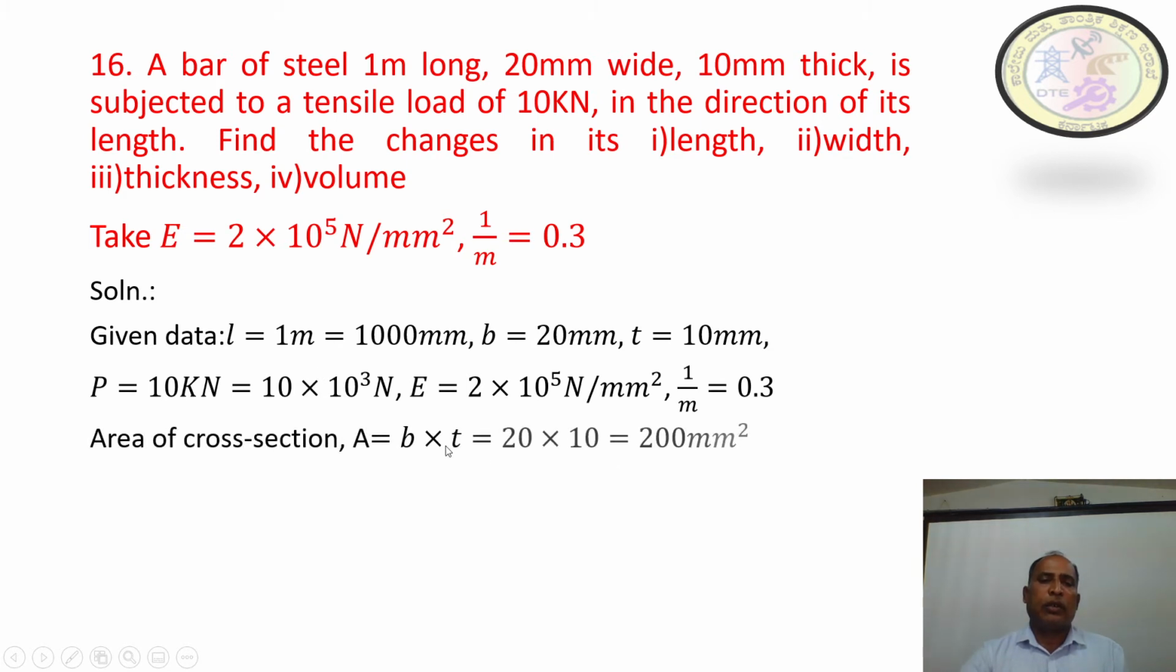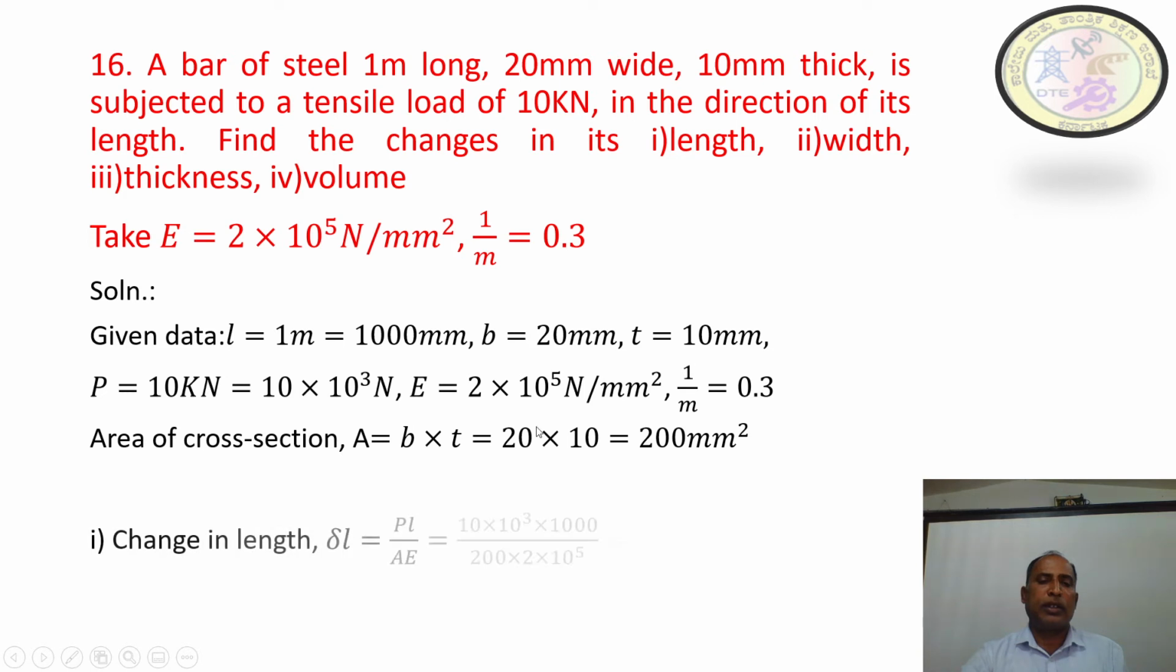So your first duty is to calculate the cross-sectional area, as the breadth and thickness are given. So therefore the cross-sectional area of the section is A equal to B into T, that is B is 20 mm and T is 10 mm. So therefore 20 into 10 mm square, therefore 200 mm square.